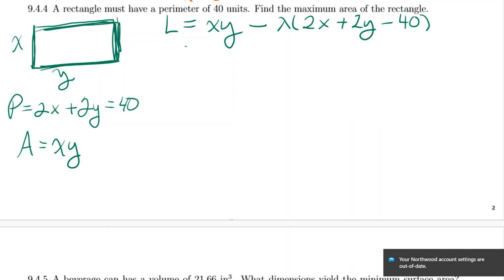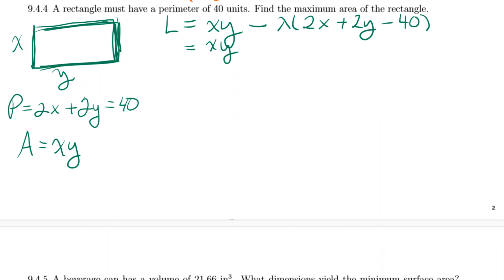No biggie. Let's go ahead and distribute our negative lambda to make our lives easier later. For some reason I didn't do what I usually do, which is put lambda next to the constant. Not really sure why that happened. It is what it is. Let's derive. So let's see, Lx, Ly, L lambda.